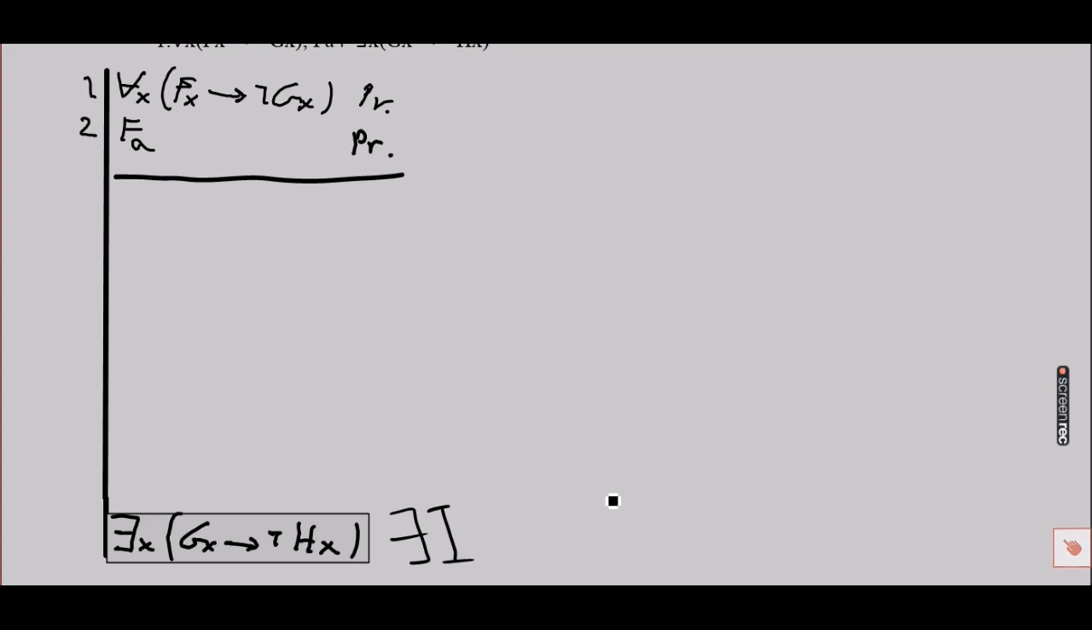existential introduction. Now the rule existential introduction tells me that in order to get an existential, I need to have an instance of the existential. So I need to have something that looks like this. G, a name goes here, arrow, negation, H, the same name goes here. And any instance gives me the existential. So it could be A instance, B instance, or C instance, or any other instance.